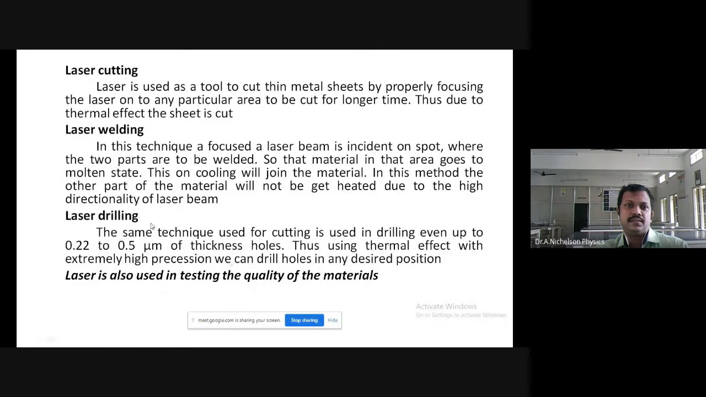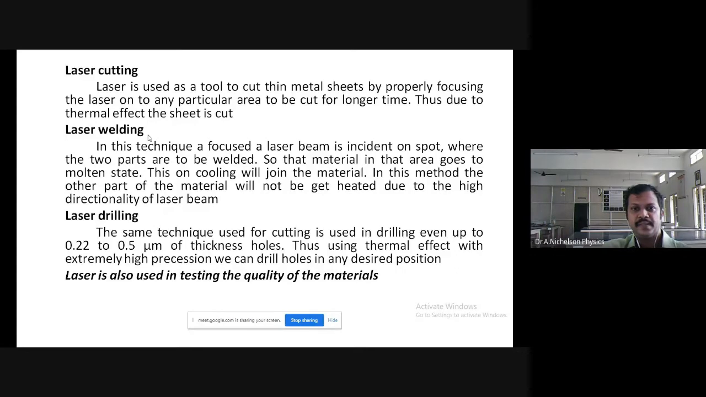And now let me explain about cutting, welding, and drilling. This laser is used to cut very thin metals, which would not be possible by the classical way of cutting. So for that you can use this laser cutting technique. Since the beam is very fine and it produces the heating effect, it is very easy to cut because of the heating effect produced by the laser.